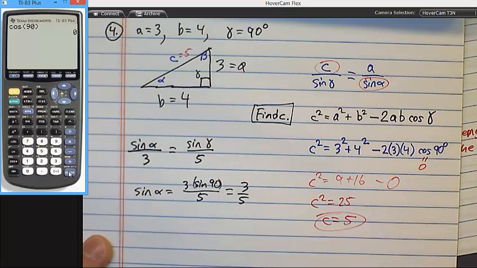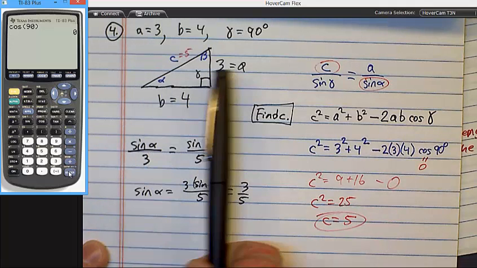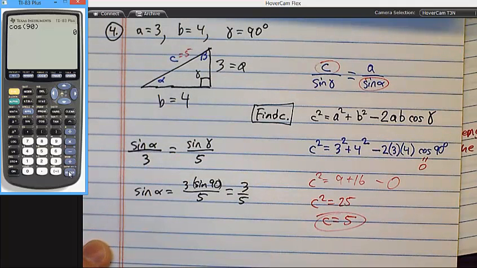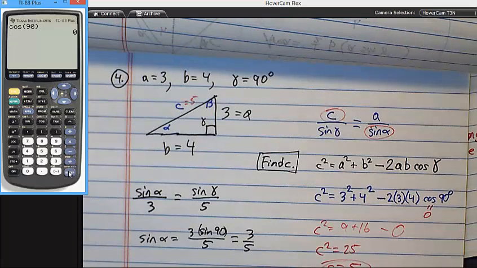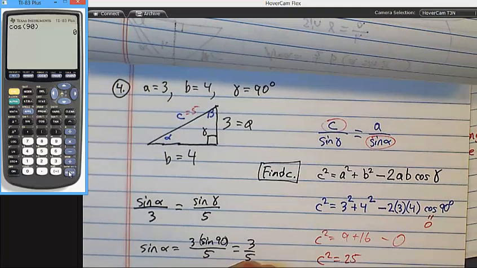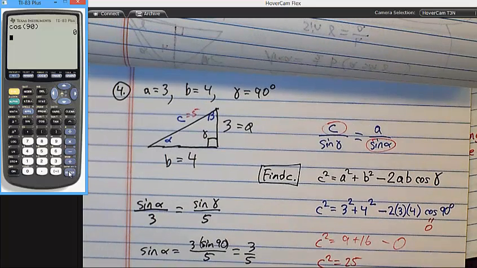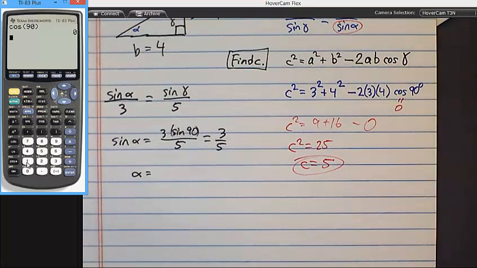Actually, I should have known that, right? The sine of alpha is 3/5 because of the picture. It's a right angle. So again, this is a very special case. But now, how do I find alpha? Well, I'm going to do the inverse sine of 3/5. How many degrees? Well, it's approximately 36.9 degrees.